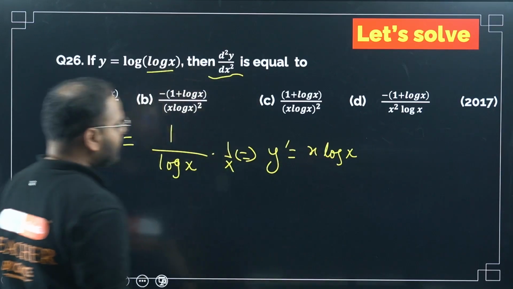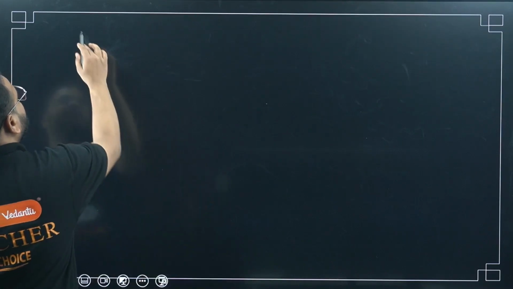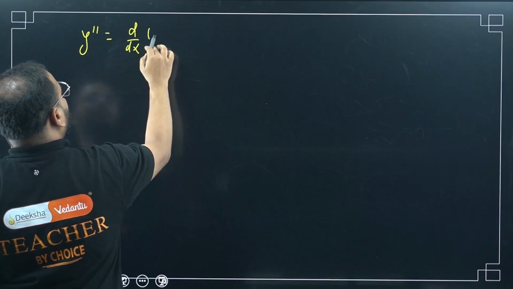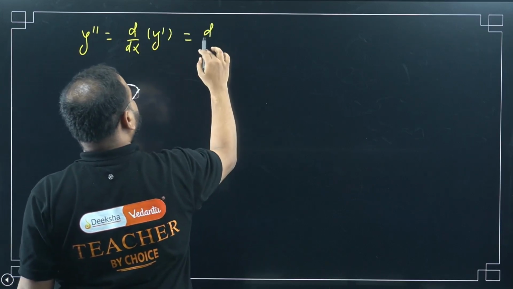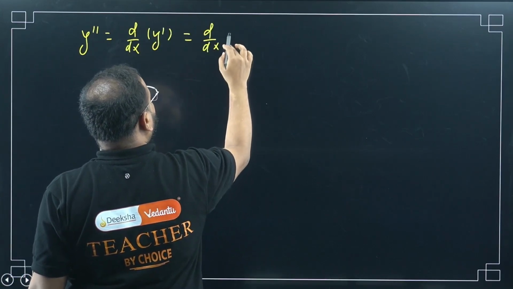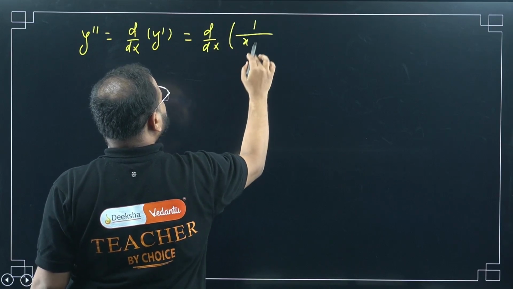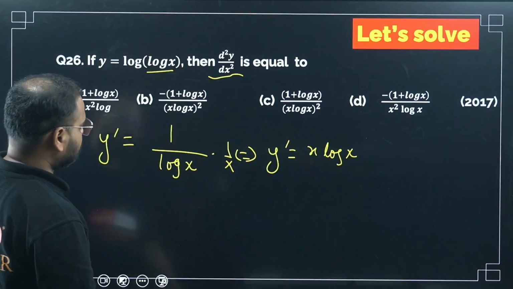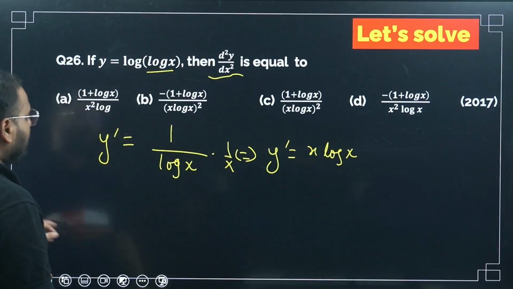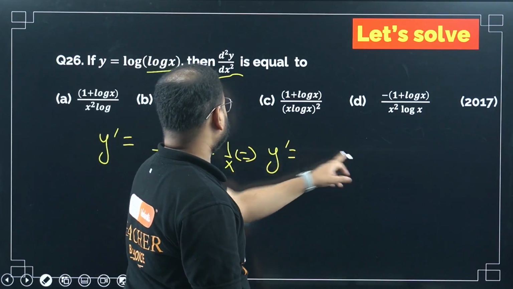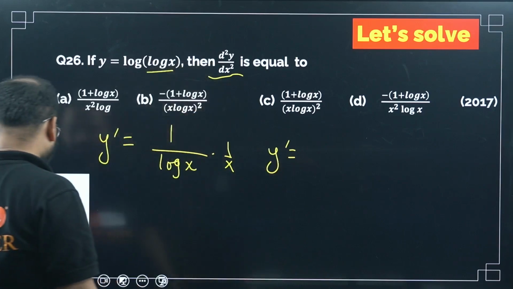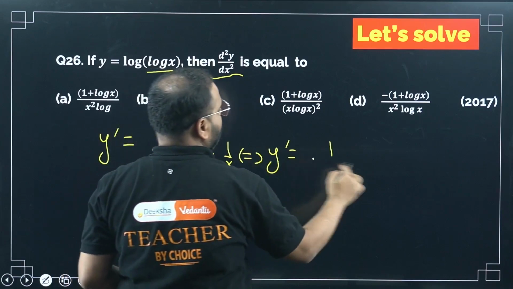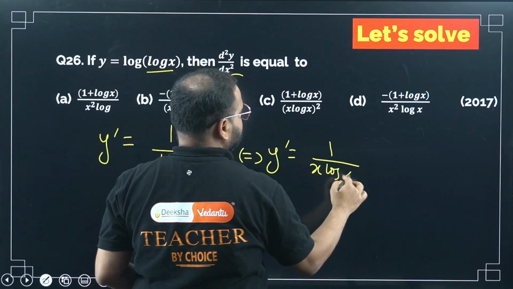x log x. Okay. Now to find the second order derivative, y double dash will be equal to the differentiation of y dash. So differentiation of what? 1 upon x log x. Please cross check. Okay, I wrote it a little bit wrong, not much. I did not write it in the denominator. See, x log x is in the denominator, right? So 1 upon x log x, bacha.